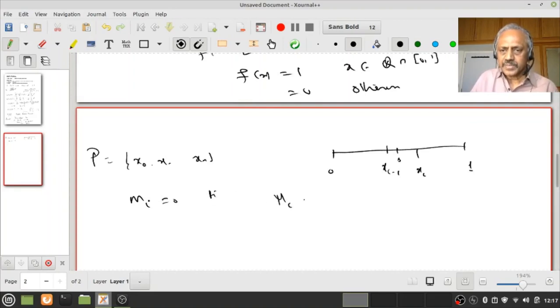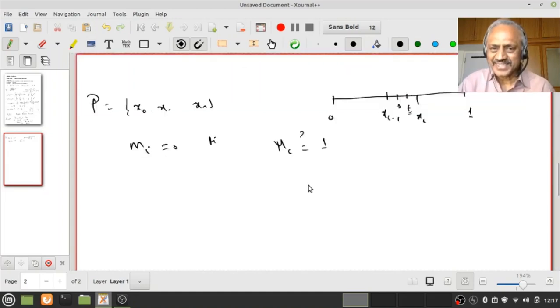And what do you think capital M_i is? Again, yes, you are right. By the density of rationals between these two real numbers, x_{i-1} and x_i, there is a rational number t. Therefore f(t) will be 1. Therefore M_i will always be 1. Remember, f takes only two values, so I have to decide whether it is 0 or 1. That's it. Very simple, isn't it?